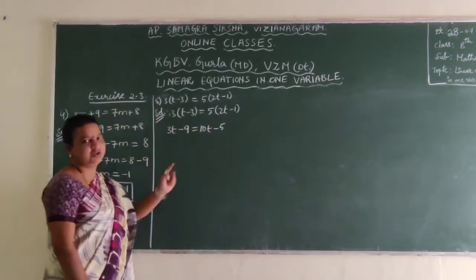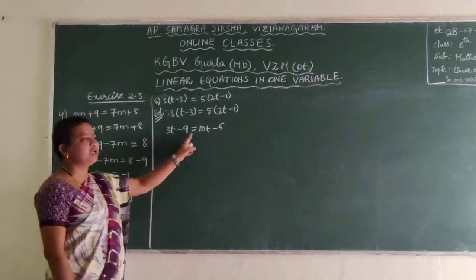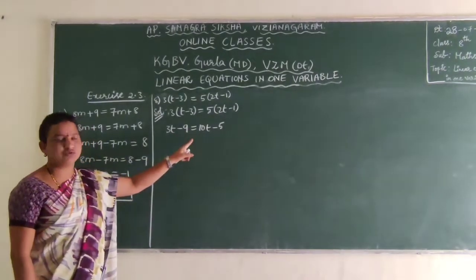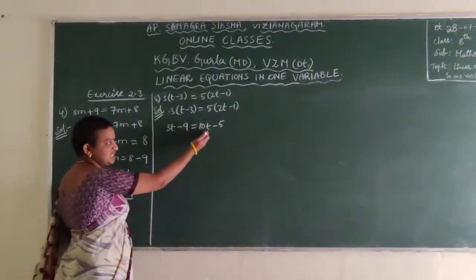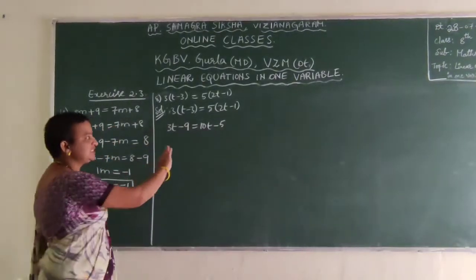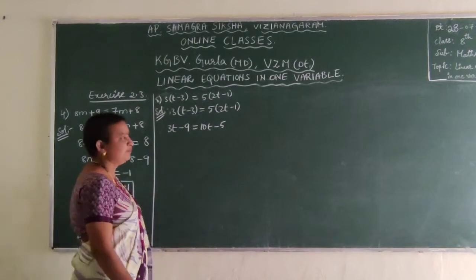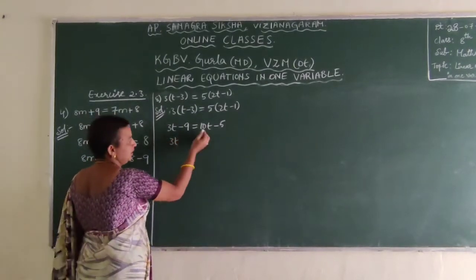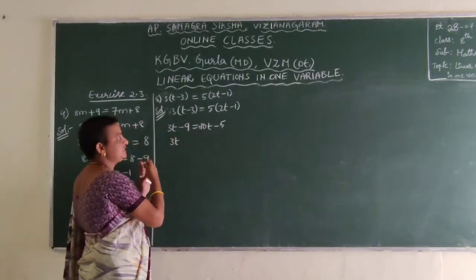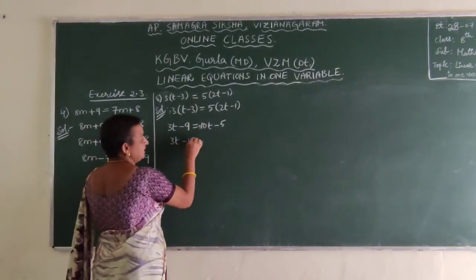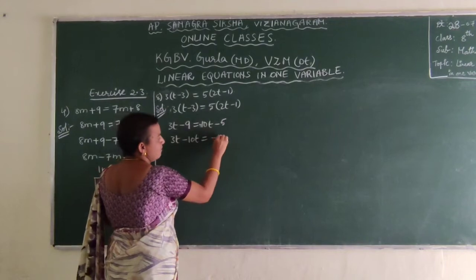Okay, now we get the equation which is having variable on both sides. Now we have to separate the variables and constants. That's why you have to transpose 10t to LHS and minus 9 to RHS. Okay, so 3t, here 10t means plus 10t. If we transpose it, it becomes minus 10t. 3t minus 10t is equals to minus 5 plus 9.